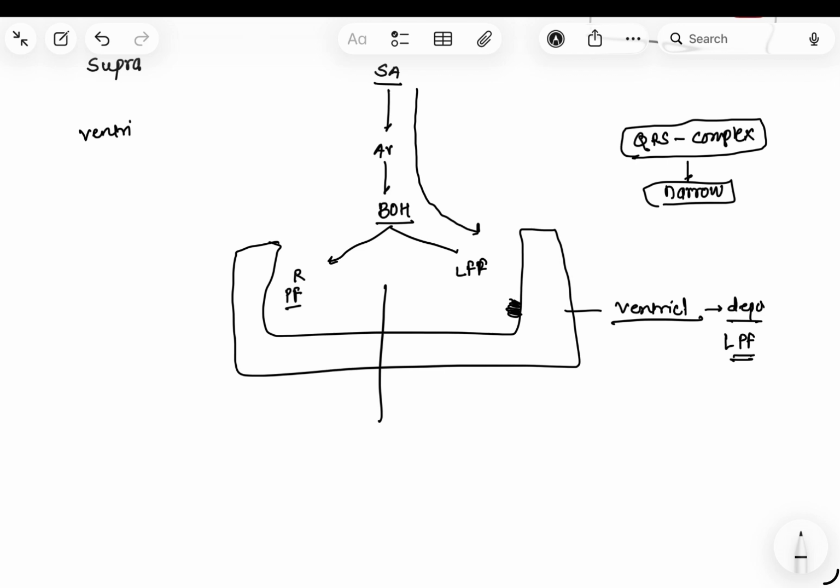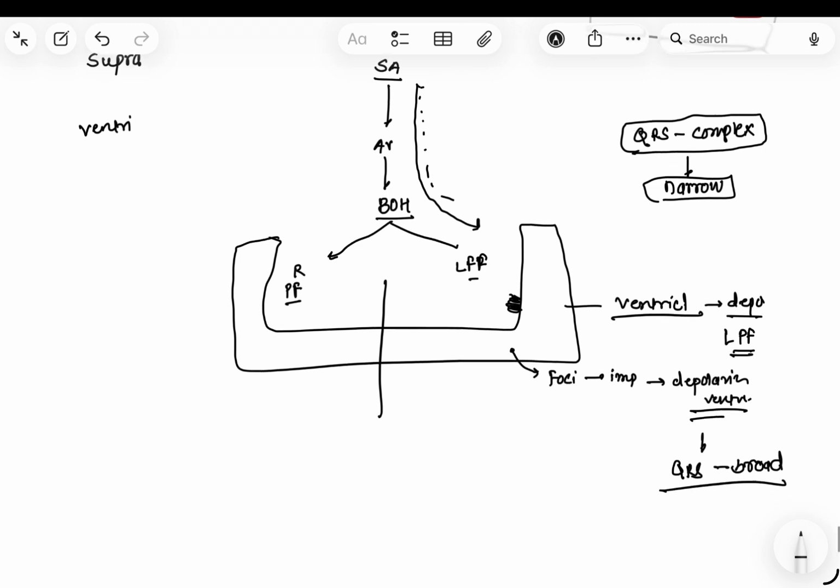But whenever there is a breach in this natural route, and the ventricles are depolarized by external factors, such as an external foci that generates impulses to depolarize the ventricle, then what will happen? It will create a QRS complex that is a broad QRS complex. Now why does it create a broad QRS complex?